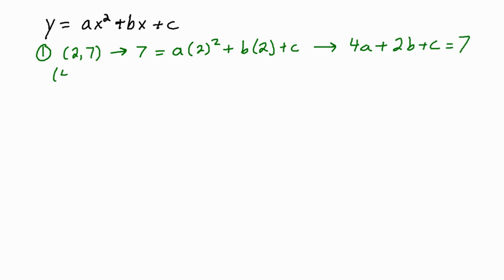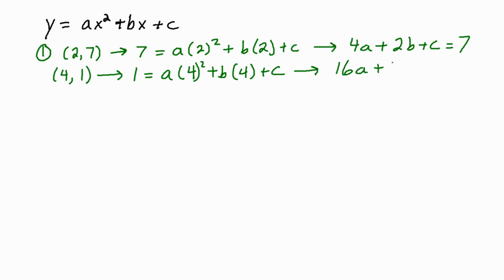My next ordered pair is (4, 1). So replacing y with 1, that equals a times x, which is 4, squared, plus b times x, which is 4, plus c, which gives us 16a plus 4b plus c equals 1.